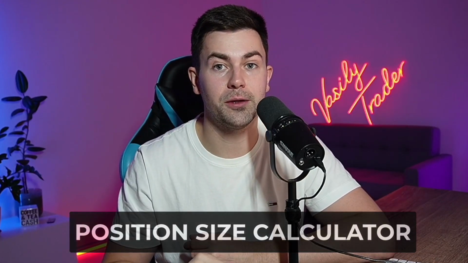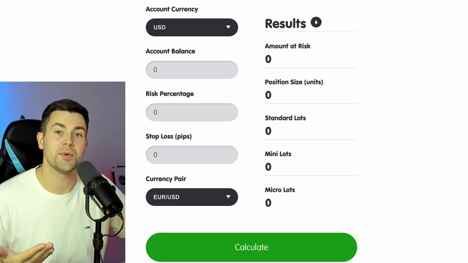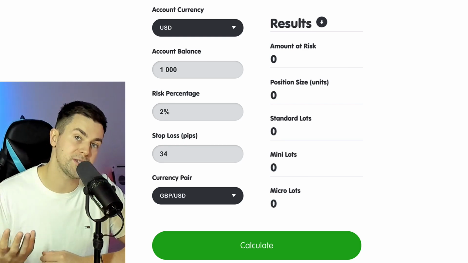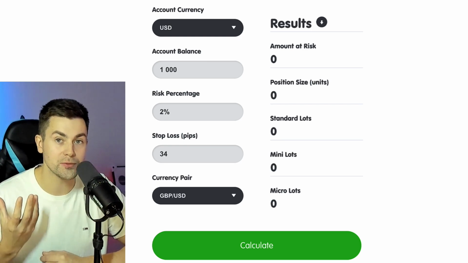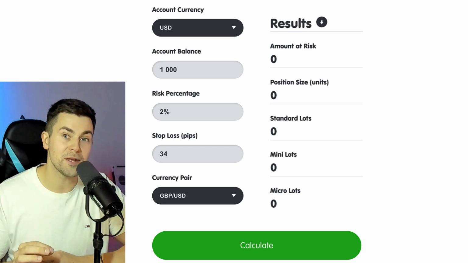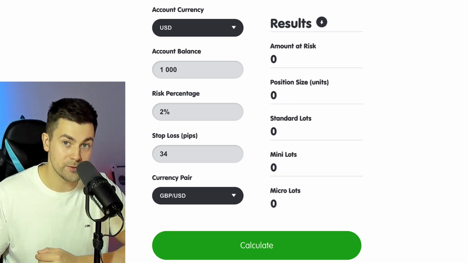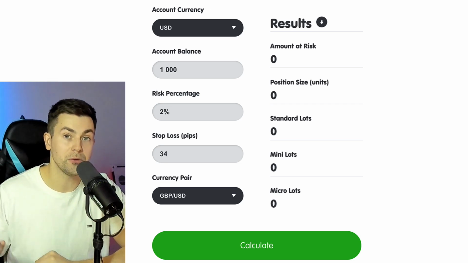Step number 5. Open a Forex position size calculator. I recommend using the BB Pips position size calculator. Then you should fill all the fields. Here you should input your trading account balance. For the sake of the example, let's take a $1,000 trading account. In risk percentage, input 2%. Our stop loss is 34 pips and the currency pair is the pound dollar pair.